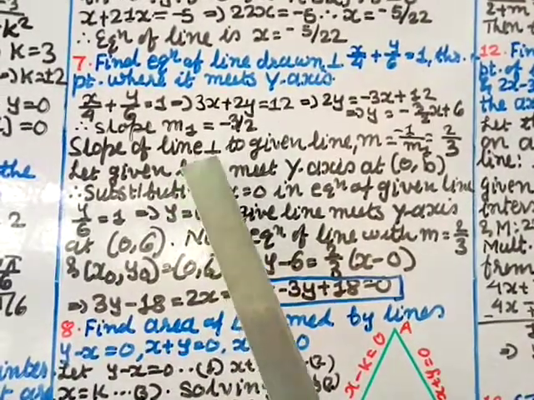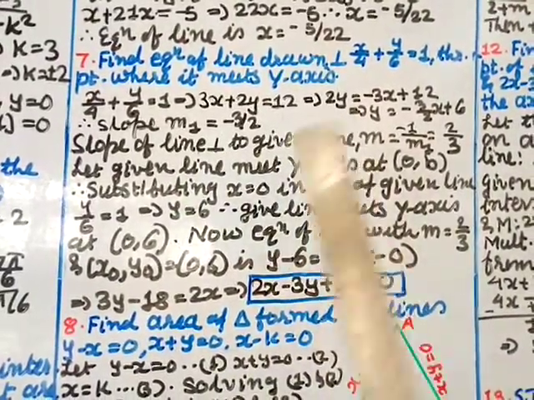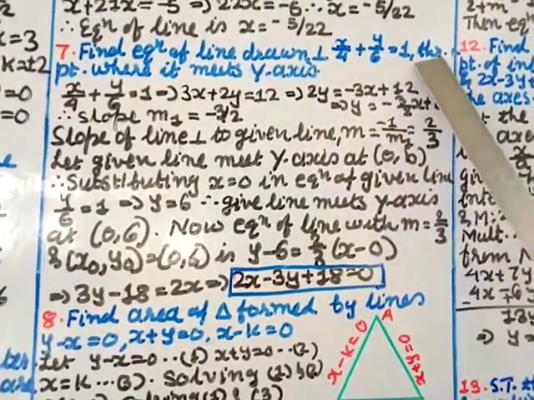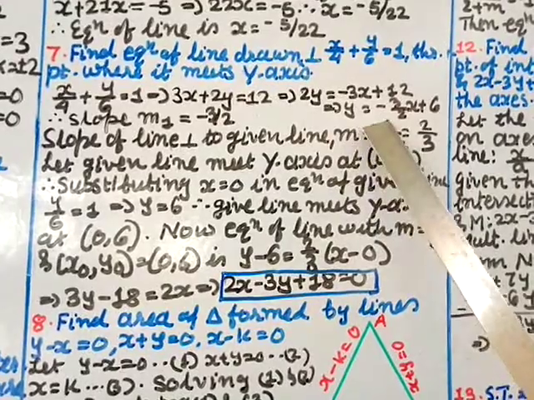Now the slope of the line perpendicular to the given line. The line which you have to find, its slope is perpendicular to this given line. That means you know m is equal to minus 1 by m1.